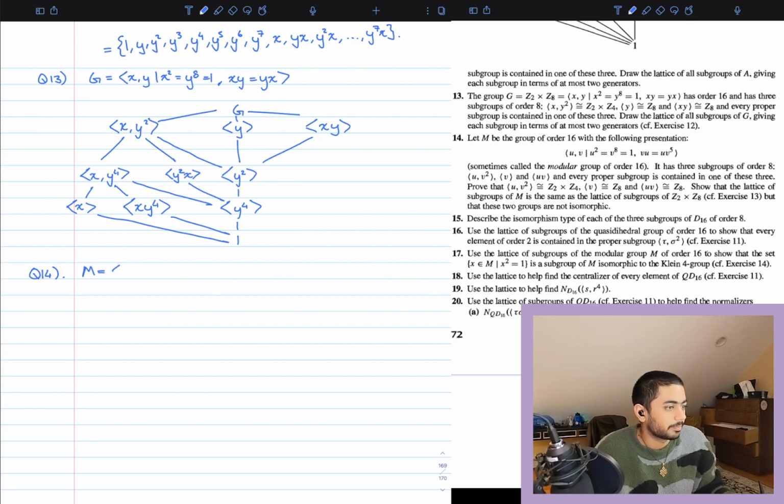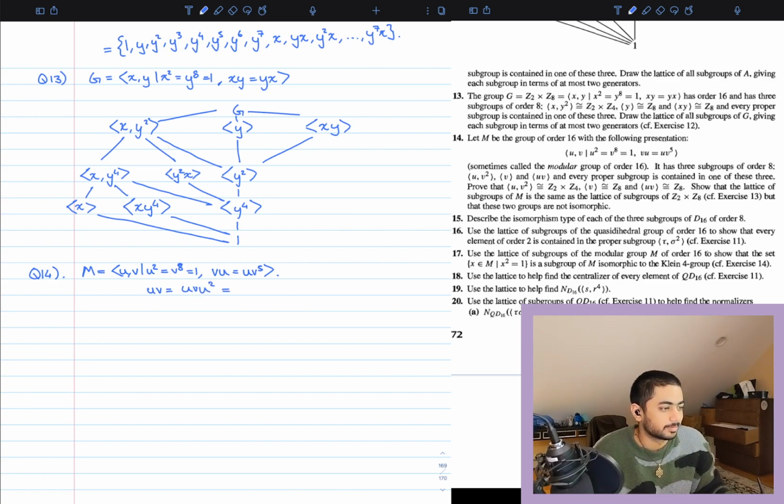So here's M. It's generated by U and V, where U squared equals V to the 8 equals 1, and VU equals UV to the 5th. So first off, I want to figure out whether we can swap U and V in the same way as we swap V and U. So what is this? Let's multiply by a U squared on the right, because U squared is 1, so it doesn't change anything.